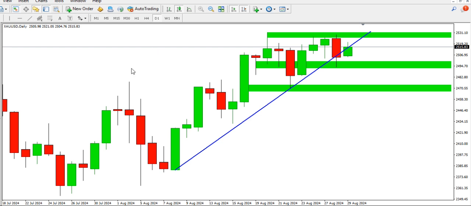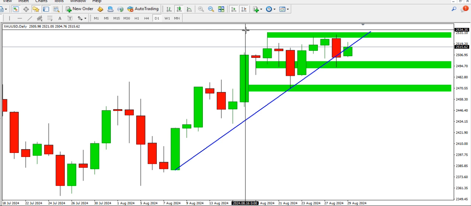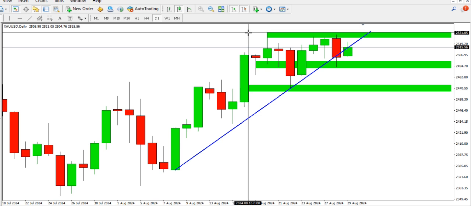So for now the range continues, but price is gradually ranging up. We might see price shooting above the all-time high. The all-time high level still remains the 2531 level.